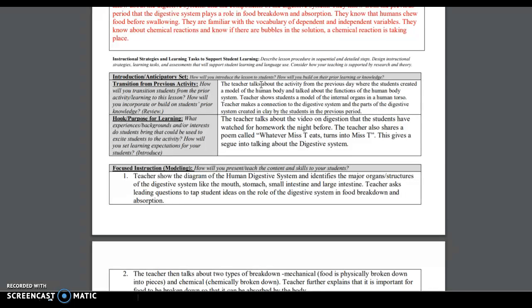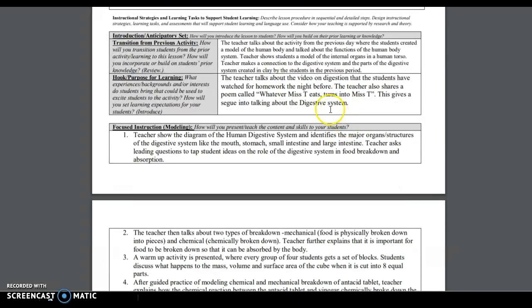This way, there's really a connection between what they just had done in the previous activity and what they're going to do now. And then the hook and the purpose for learning, the teacher talks about the video on digestion that the students have watched for homework the night before. So the teacher assigned homework the night before, and then she talked about it in class. The teacher also shares a poem, and this gives a segue into talking about the digestive system.